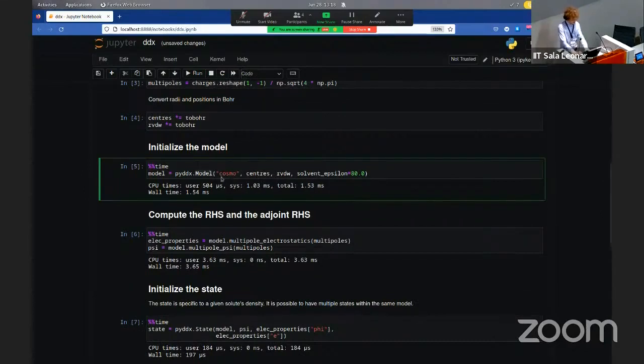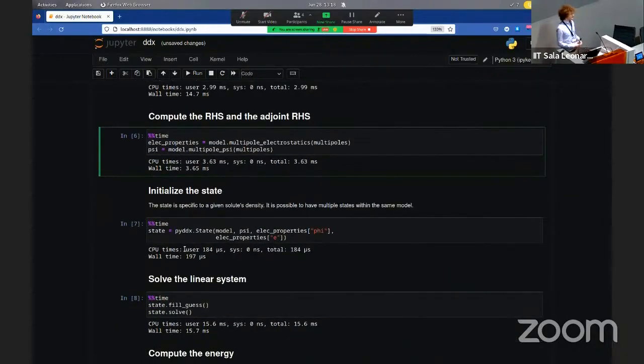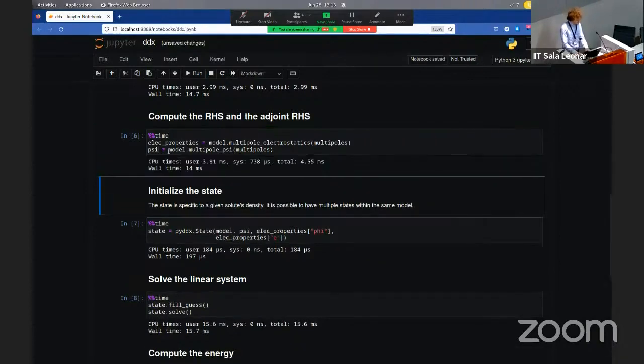And here I'm using Cosmo. So initialize model. And then once the model is initialized, we also have access to all the fast multipole method things because the fast multipole method tree was built. And so we can use tools for multipoles to compute electrostatic properties, and the psi, this adjoint right-hand side.